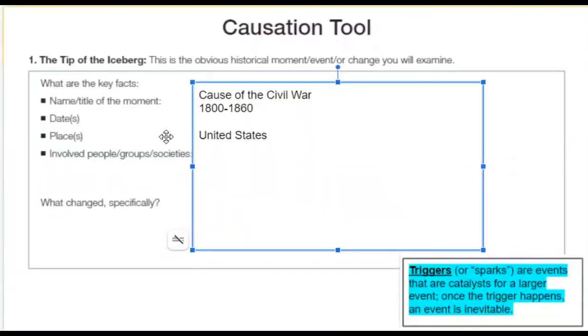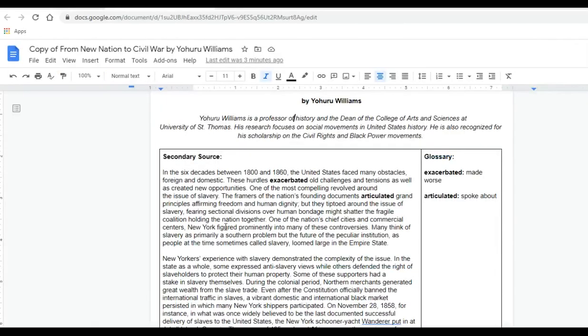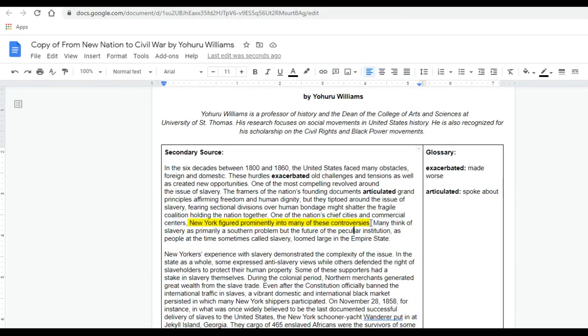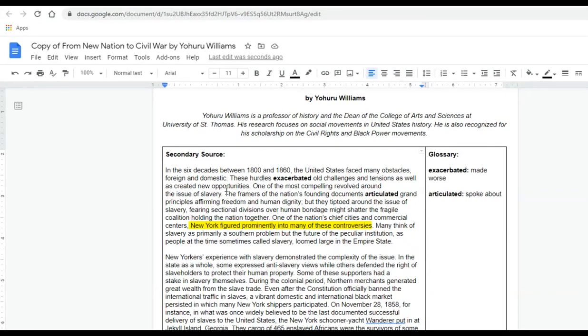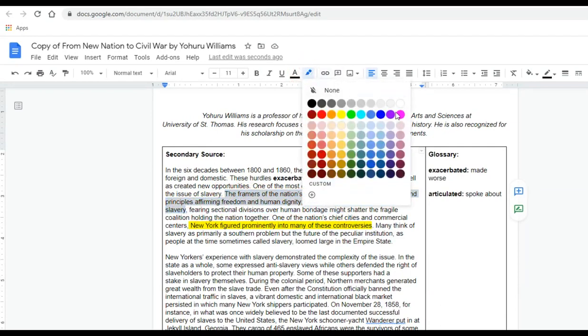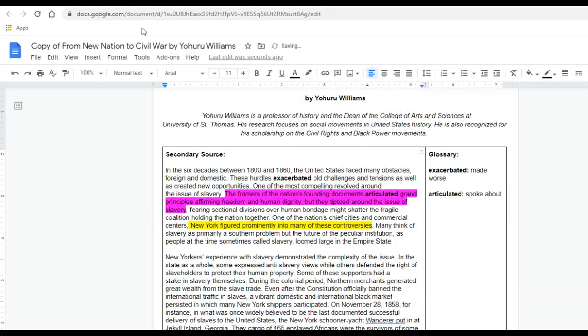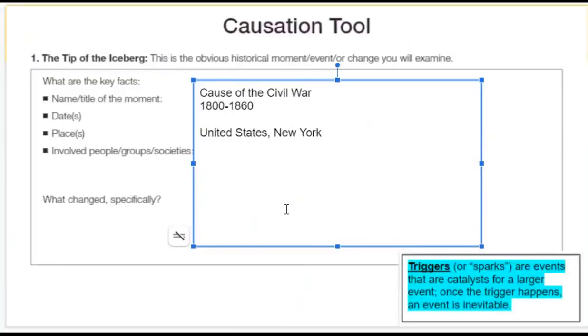So let's go back and look at what we're highlighting. United States, where specifically it says New York. I'm going to highlight that. New York figured prominently into many of these controversies. I'm going to tell you, though, that it's yellow based on later on in the source. We're going to go to 1858, which is right before. You also want to highlight that the framers tiptoed around the issue of slavery. That is a long-term cause of the Civil War, so we're going to make it pink. Now, let's see how that can work for us here. Involved people or groups. Well, Southerners, people in New York involved in the slave trade.